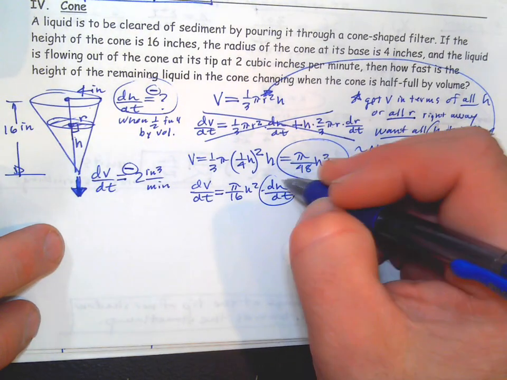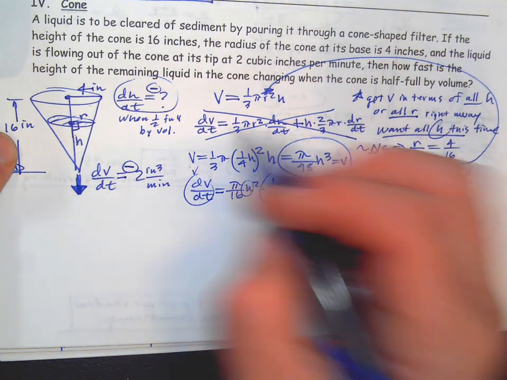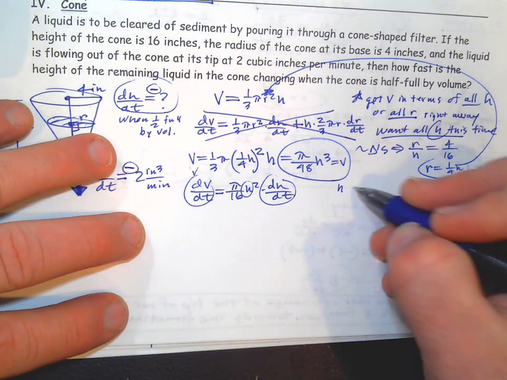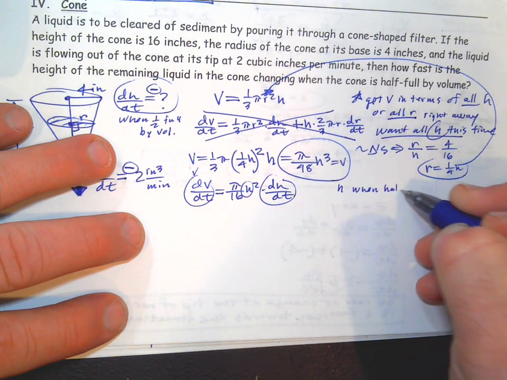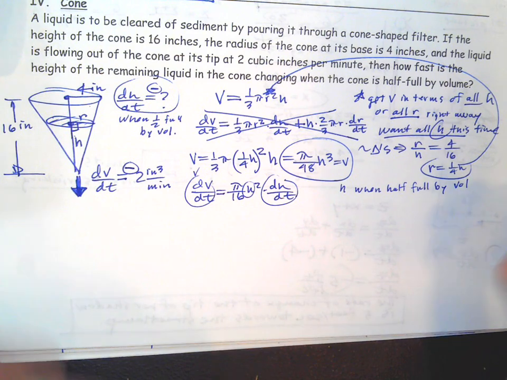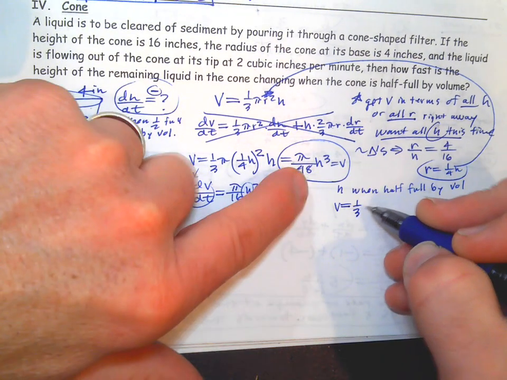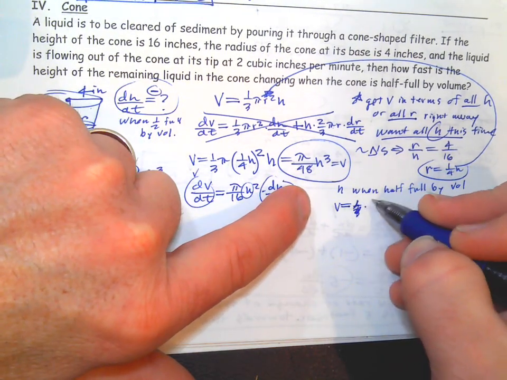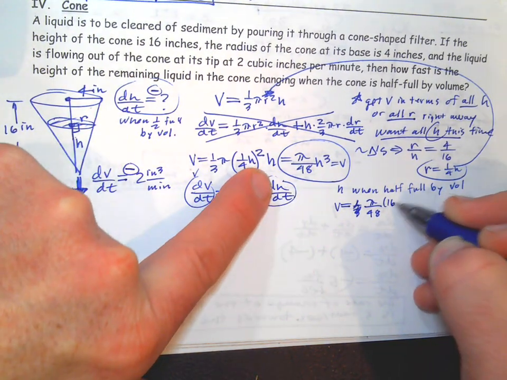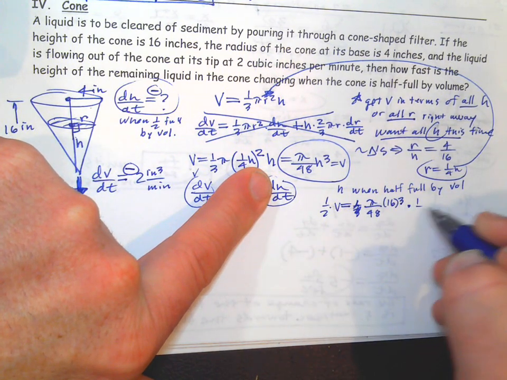Now, we're looking for this. We have this. The one thing left to find is the h, and it is not h. If it said half full by height, h would equal 8. So what is h when it's half full by volume? Well, we got to find the full volume. So the full volume is 1/3. We could use our new formula, by the way. So I'm going to do pi over 48. The full height is 16 cubed, right? And so if we want half of that, I'm going to multiply by half.